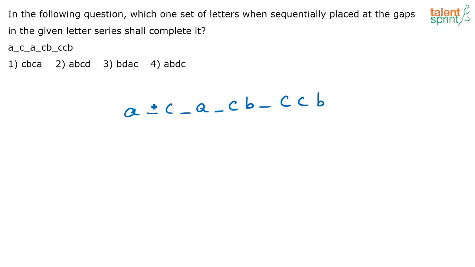If you fit in option A, what will you get? You will get A, C, C, B, C, A. See, you get a pattern, correct? A, C, C, B, A, C, C, B, A, C, C, B. So the correct one is option A, or option 1, that is C, B, C, A.